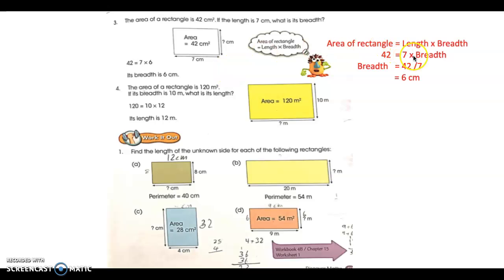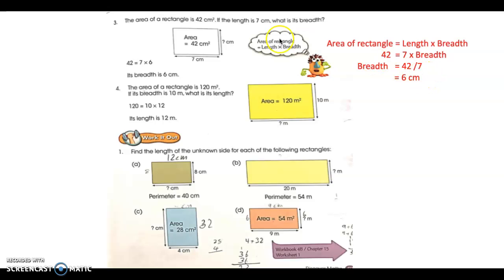So 7 times breadth, okay? Now see that 7 times breadth is 42. So here also you can think about the multiplication table. 7 times how much you get? 42. 7 times 6 you get 42, right? So that's why you get 6 centimeter.